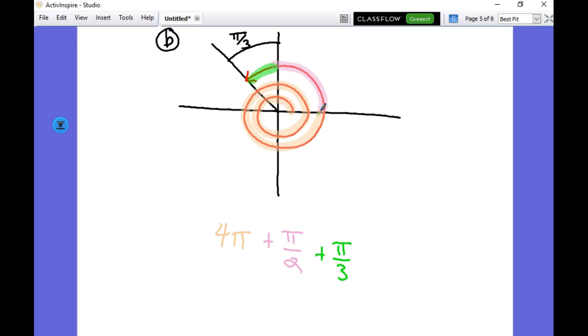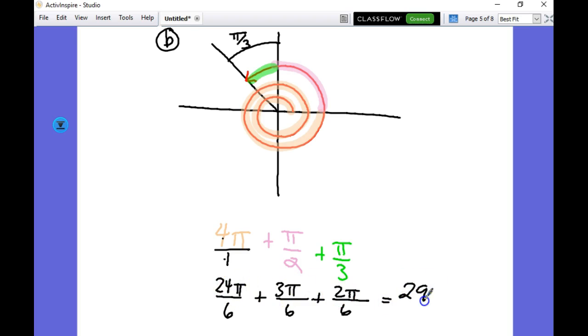All right, and so now we have 3 numbers, so we need to get a common denominator for all 3. What's the common denominator there? 6 is, right? So for this one, I would have to multiply the top and the bottom by 6. So that would be 24 pi. For this one, I'd have to multiply the top and the bottom by 3. And for this one, I'd multiply the top and the bottom by 2. And so that's going to be 27 plus 2 is 29 pi over 6.